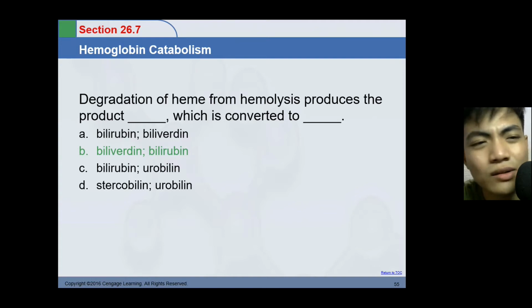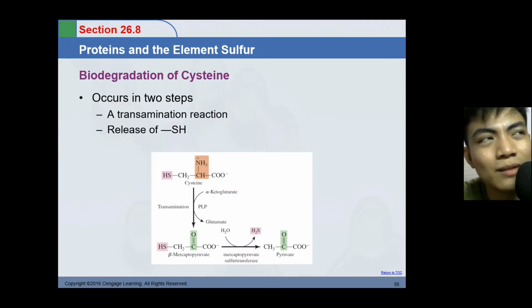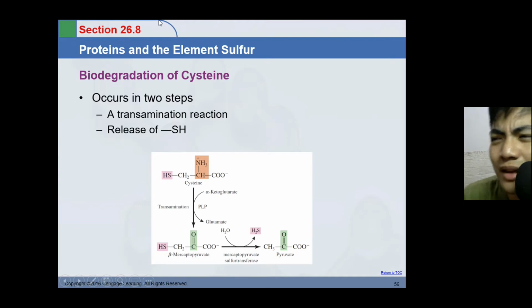Now, let's take a look into sulfur, okay? Because what we know is that nitrogen can really be used, no? In transamination, oxidative deamination, and so on and so forth. But now let's take a look into how sulfur is digested in the body. So let's take a look into the biodegradation of our cysteine because it has sulfur. So our biodegradation of cysteine happens in two steps. First, you should have your transamination process so that the amine can be converted into a ketone.